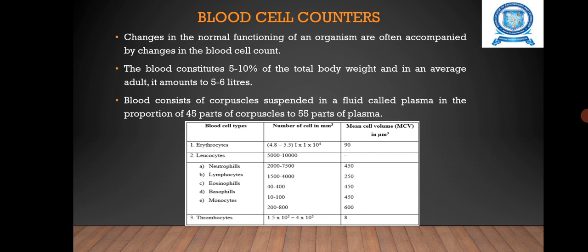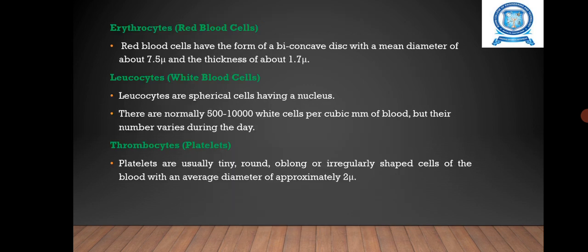Here also, the blood consists of corpuscles suspended in a fluid called plasma in the proportion of 45 parts of corpuscles to 55 parts of plasma. Then the blood cells are divided into different groups according to their form and functions, as shown in the following table. Next, we are going to see the red blood cells.